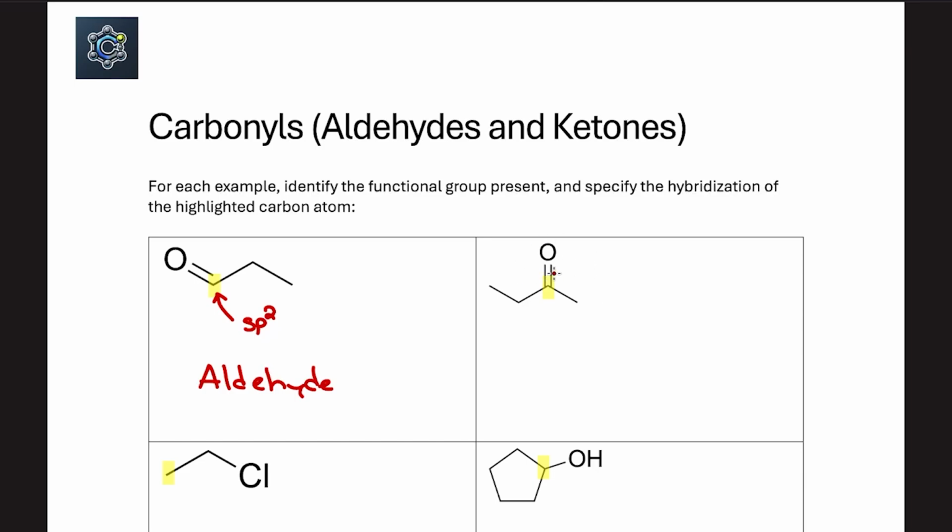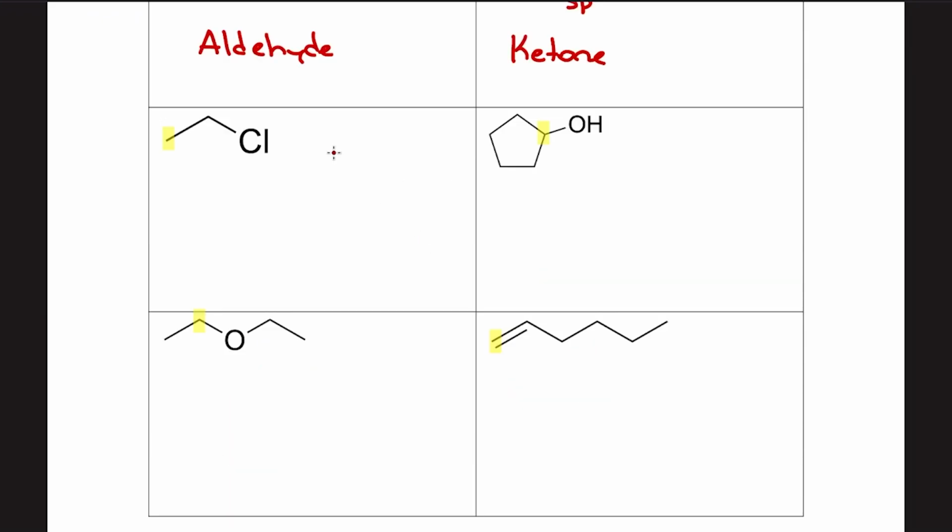The next question, we have another carbonyl, but this time it's surrounded by carbons, right? I like to say that it's in the middle of the carbon chain, and my phrase, the key goes in the middle of the lock, so the ketone goes in the middle of the chain, and therefore this is a ketone. And so this is sp2 hybridized.